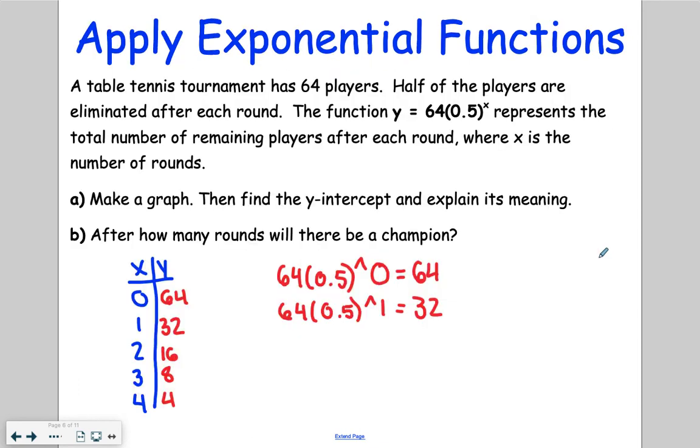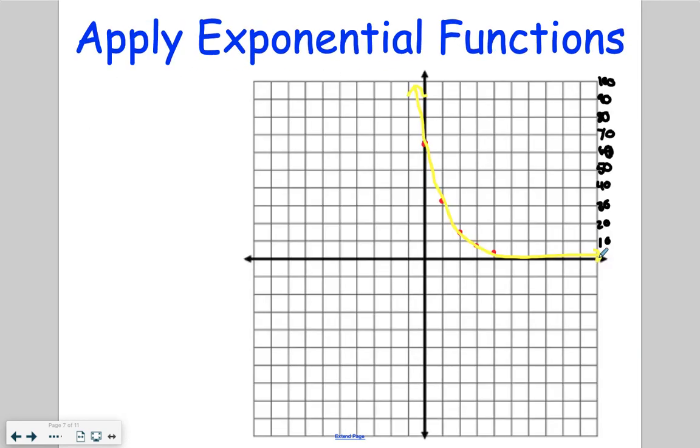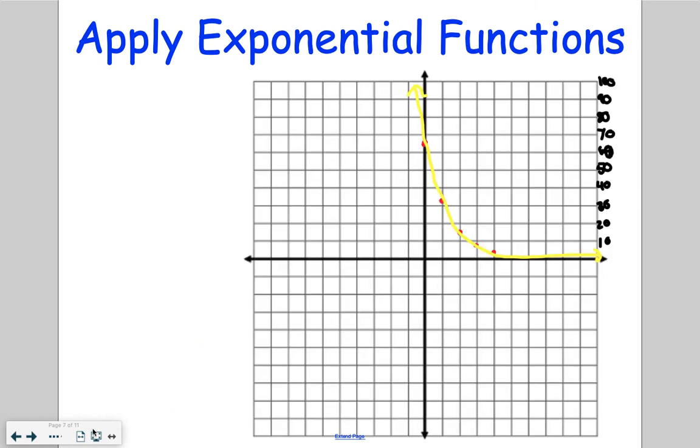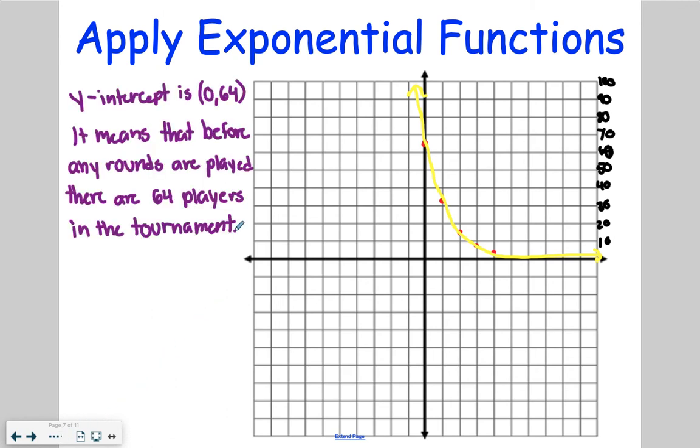The next thing it asked was that we find the y-intercept and explain its meaning. So looking at the graph, I want you to identify the y-intercept and explain what you think it means. Looking at our graph, our y-intercept is 0, 64. That's where it crosses the y-axis. And what this means is that before any of the rounds are played, so when the tournament starts, there are 64 players. So you should have said something along the lines of the tournament started with 64 players.